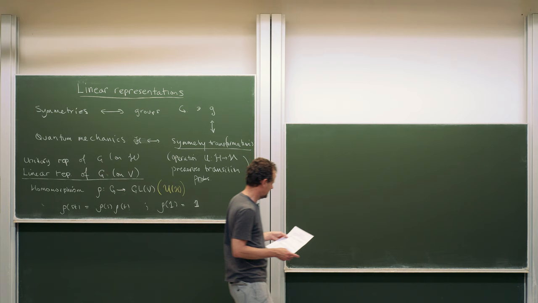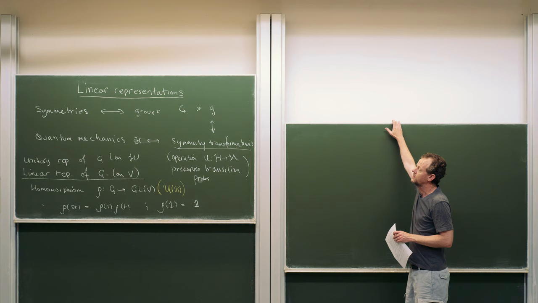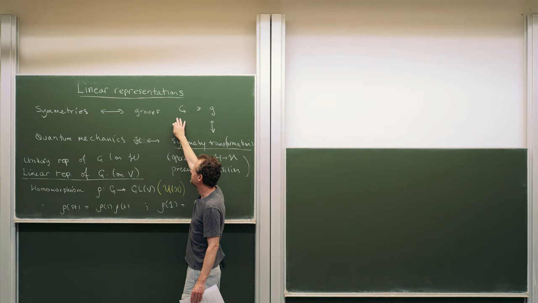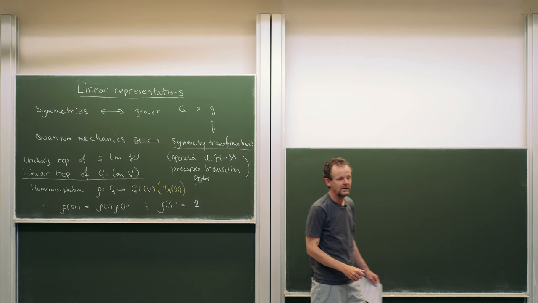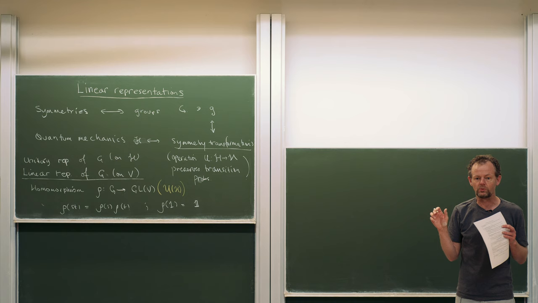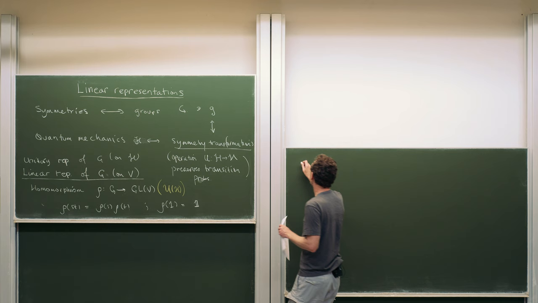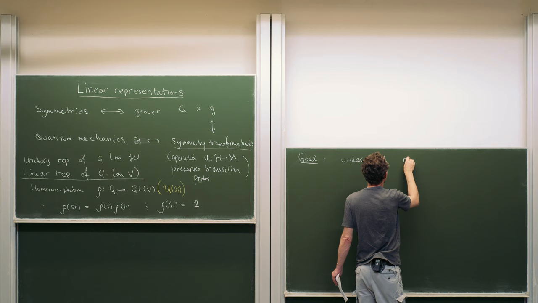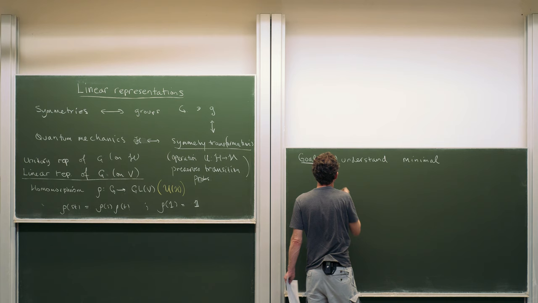Good, that was last time. So that's what it means for a quantum mechanical system to exhibit or furnish or represent a symmetry or group of symmetries. There is some way of doing the symmetries on your quantum mechanical system. So now, for the large part of the rest of this course, we're going to be talking about the minimal quantum mechanical systems that allow you to do the symmetries. This is the goal of this course: the first goal is to understand minimal quantum mechanical systems.